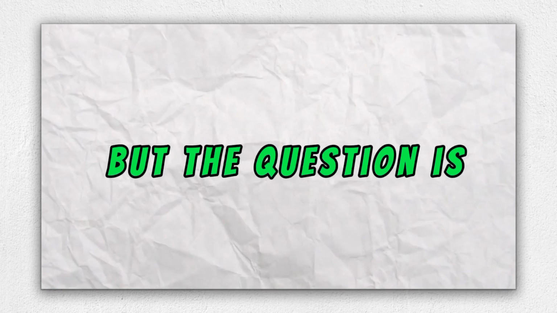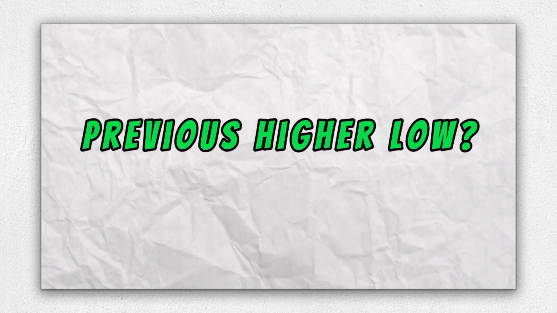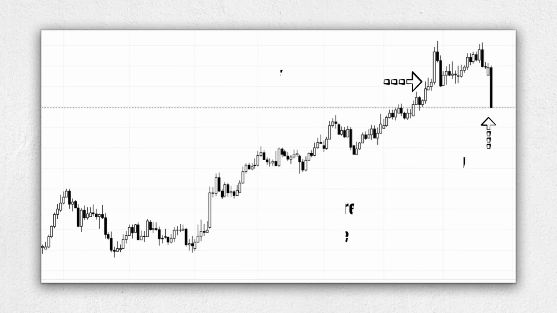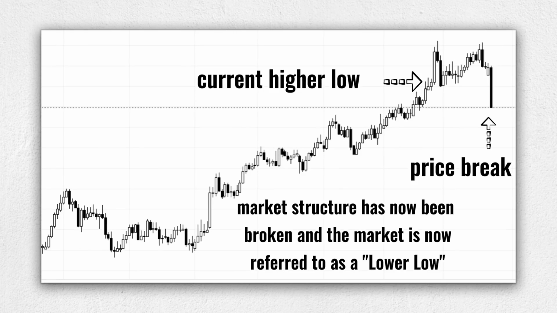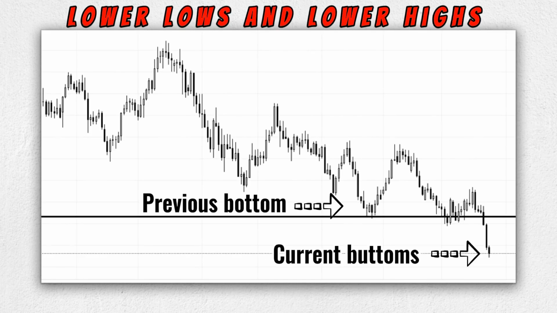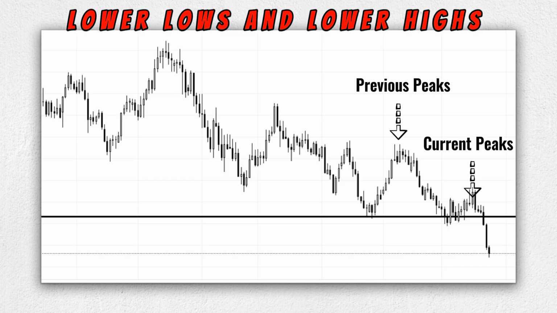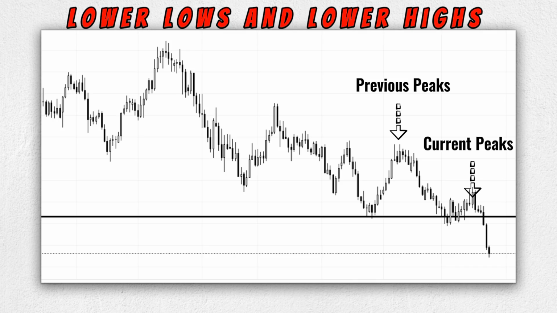But the question is, what happens if the current higher low falls lower than the previous higher low? The answer is that the market structure has now been broken and the market is now referred to as a lower low. Keep watching and I will tell you more about it. Lower lows and lower highs. In contrast to the previous market structures, lower lows are bottoms on your chart that are lower than the previous bottoms. On the other hand, lower highs are peaks on your chart that are lower than the previous peaks.